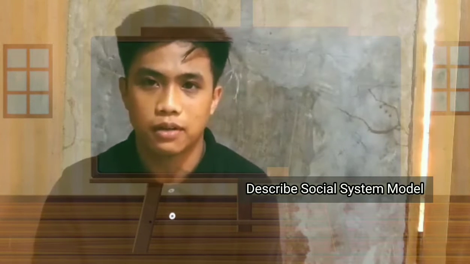The objectives of this lesson are, first, to discuss basic social system concepts and assumptions, and second, to describe the social system model. So what is a social system first? A social system is the pattern network of relationships constituting a coherent whole that exists between individuals, groups, and institutions.